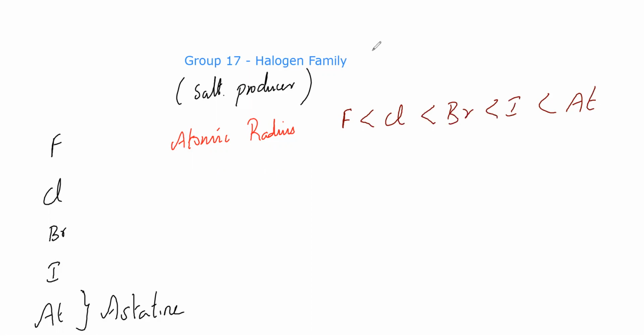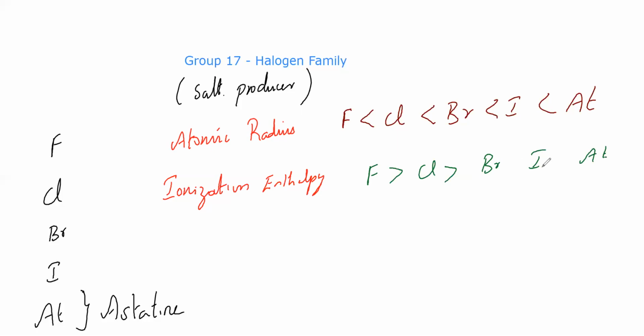Second thing, ionization enthalpy. Write down the same order: fluorine, chlorine, bromine, iodine, and astatine, and just put a greater than symbol. That's it. Electronegativity is also the same, but I'll write that down also.